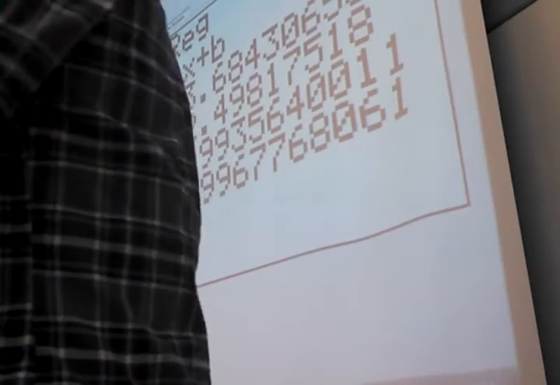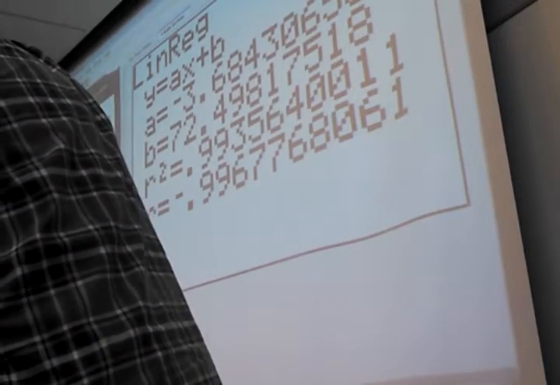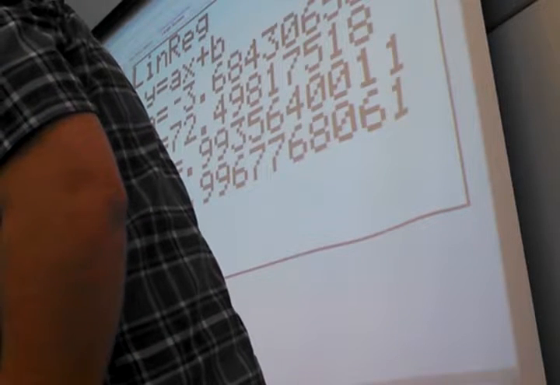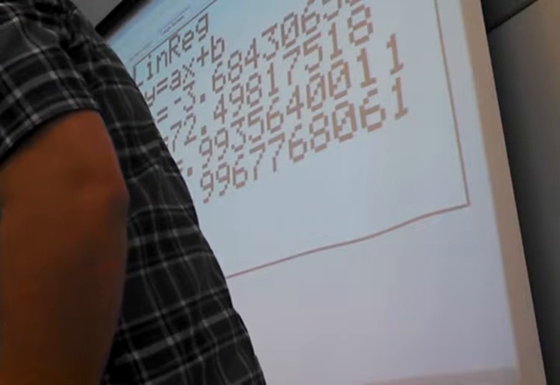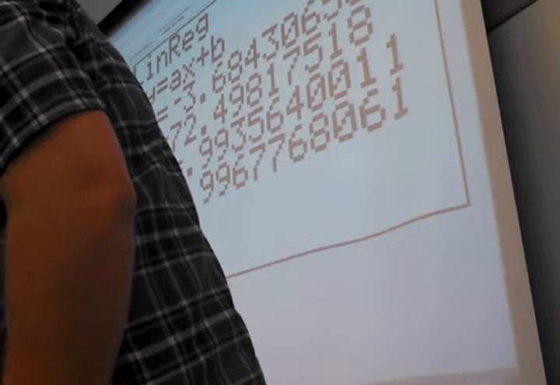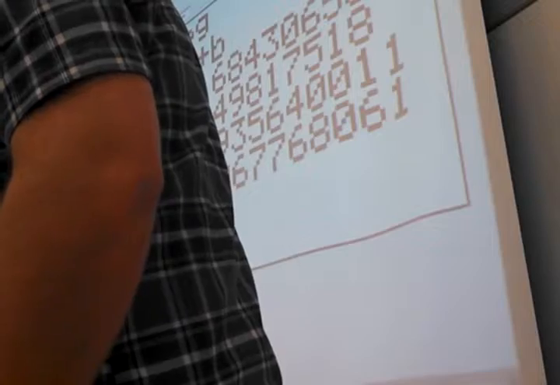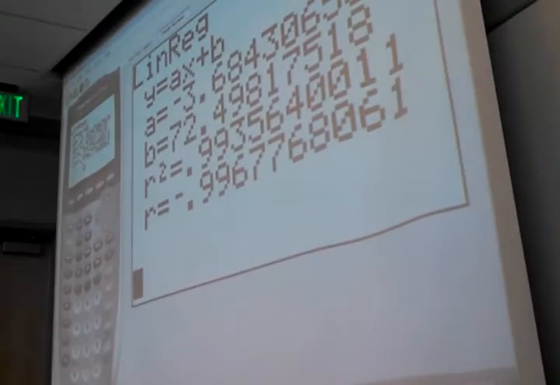So I think for stat, here, your plot's not turned on. So hit enter. Turn it on. And then go pick the scatter plot. Enter. Now hit zoom 9.